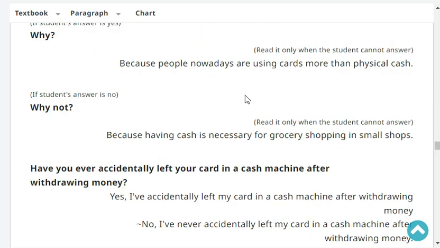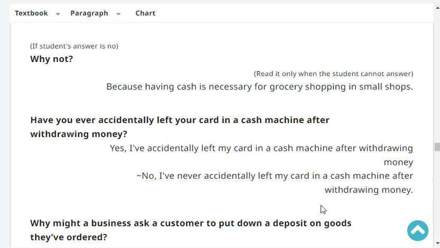Why not? Because some people believe cash is the safest way to transact, or to use. Very good. And small shops don't have credit card terminals, right? Yeah, exactly, they need cash. Very good.